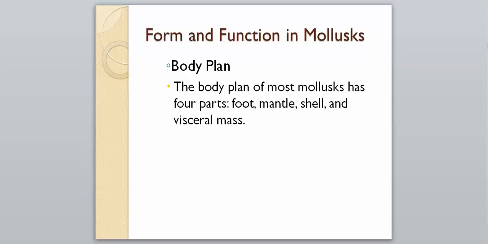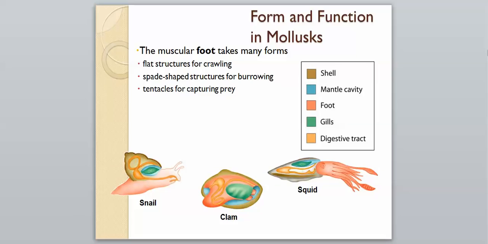And the body plan consists of 4 parts. These parts are a foot, a mantle, a shell, and something that is known as a visceral mass. We're going to talk about each one of those in depth. So our first one is the foot. The muscular foot can take many forms.